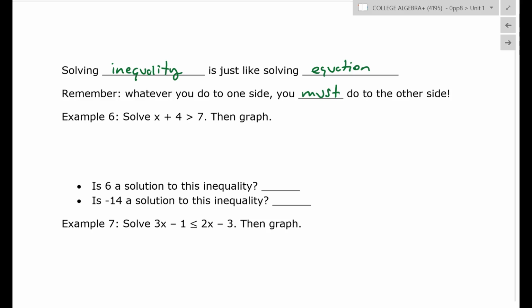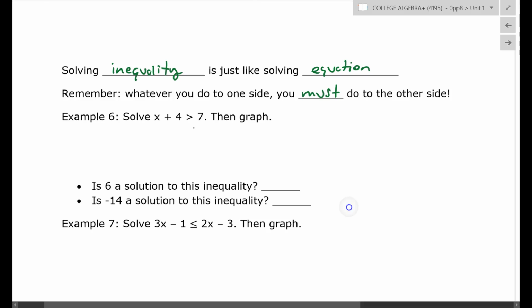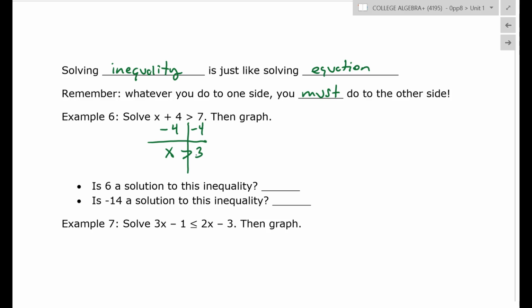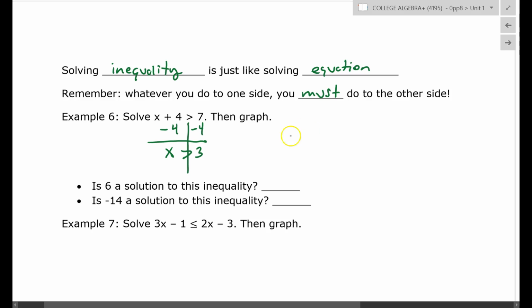So I'm going to pretend, Logan, like the inequality sign is an equal sign, okay? And you guys know I like to draw that line. Got to get x by itself, so all I need to do is subtract 4. And so I get x is greater than 3. Then we got to graph it.